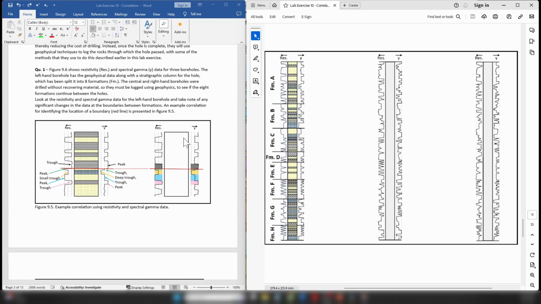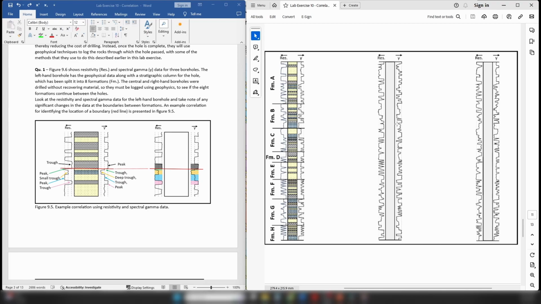So even though we don't have the stratigraphic information to go along with this data, we can use the data itself to mark the position of the boundaries. So if we look at the diagram that's going to be used in question 1, you can see that there are several formations noted. So formations A all the way down to formation H. And it's going to be your job to find these boundaries at the other two locations.